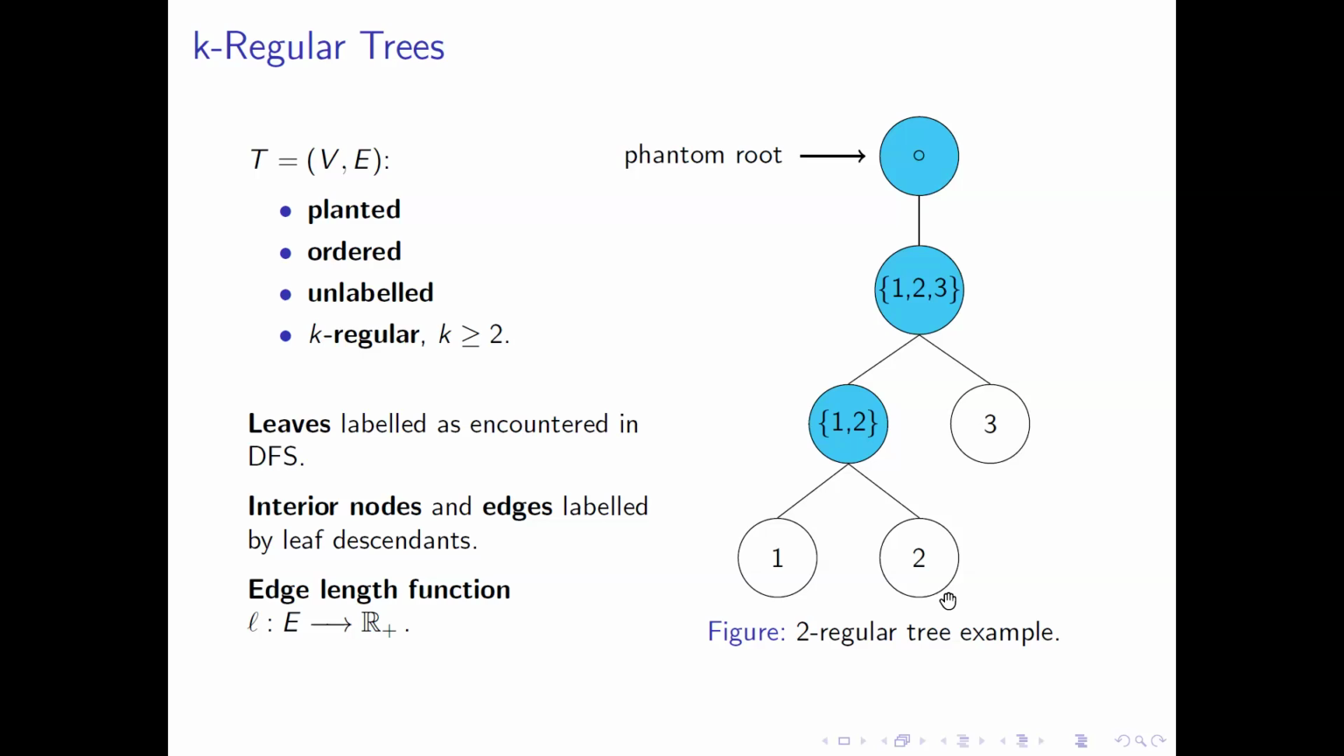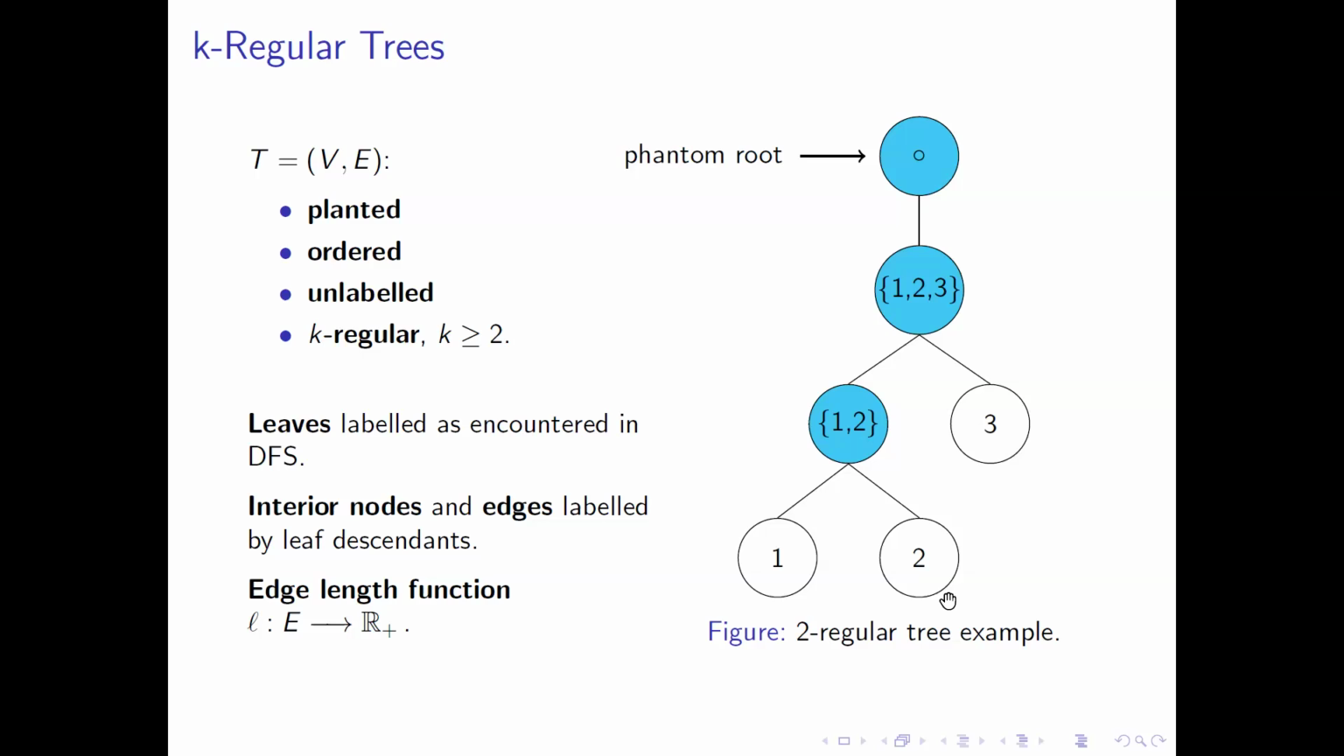So we have plenty of phylogenetic data sets which are non-binary but have the same problem of having these large, dense covariance matrices. So it's a natural question to ask if we can extend this to a slightly broader class of trees, here the K-regular trees. Specifically, we're looking at planted, ordered, unlabeled K-regular trees for K greater than or equal to 2. We artificially label the leaves according to the order that they occur in a depth-first search, and we label the interior nodes and edges according to the leaves that descend from them.